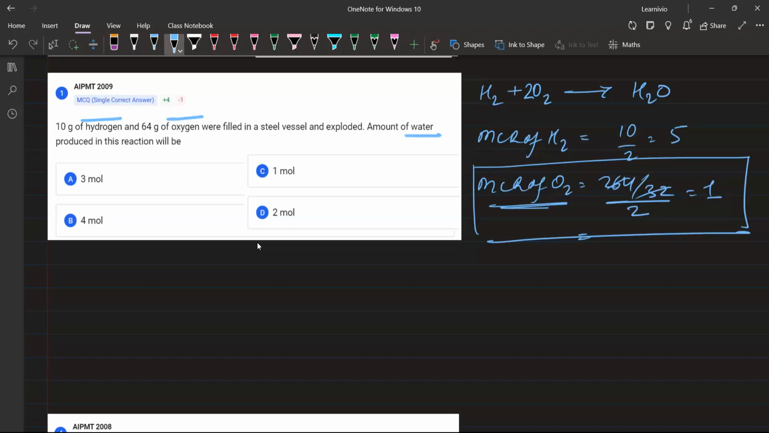Now, according to the reaction, since they are just asking for the number of moles, if you have 1 mole of H2 and 2 moles of O2, it gives you 1 mole of H2O. That means whatever is the number of moles of O2, you are getting half of that. So how many moles of O2 are we having? 64 upon 32, that is 2 moles of O2. So we'll get 1 mole. If you're not comfortable with this, then you can do it in this way also.